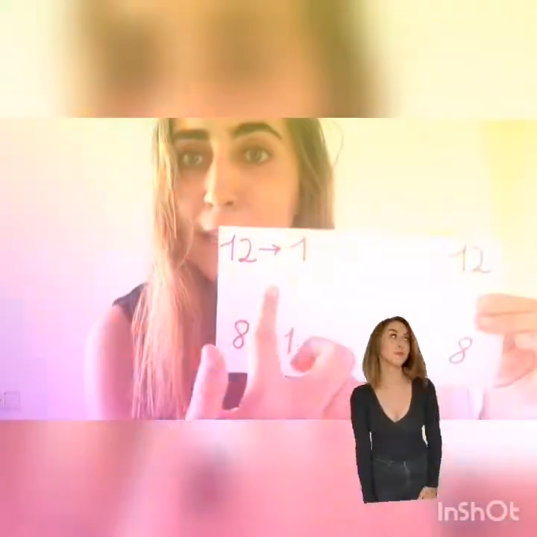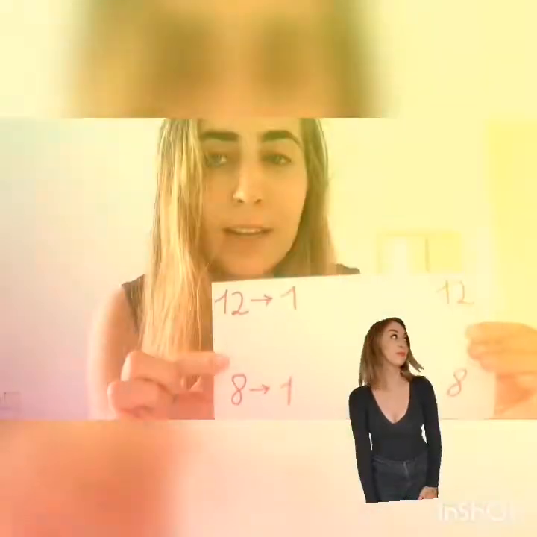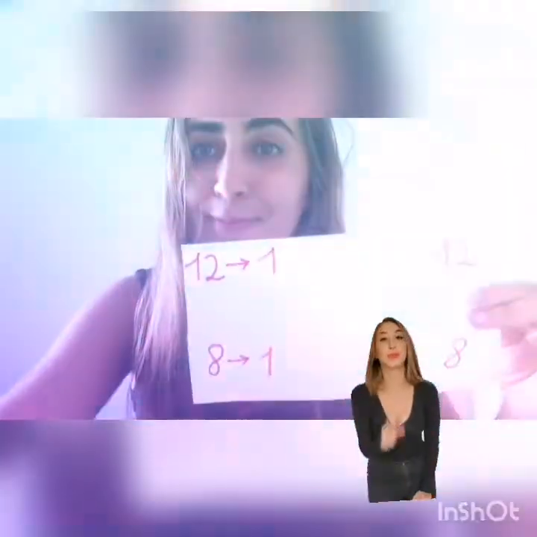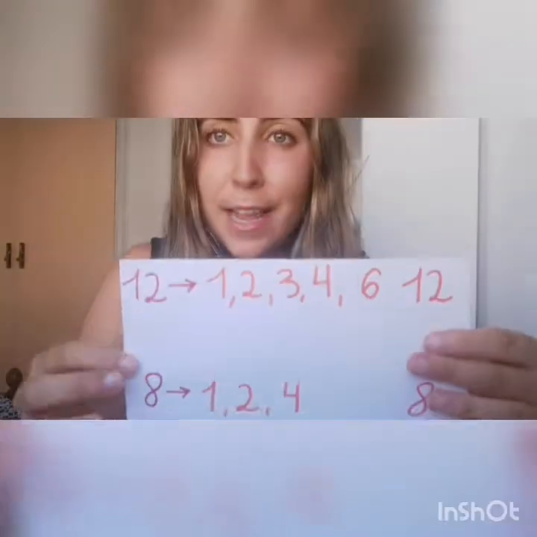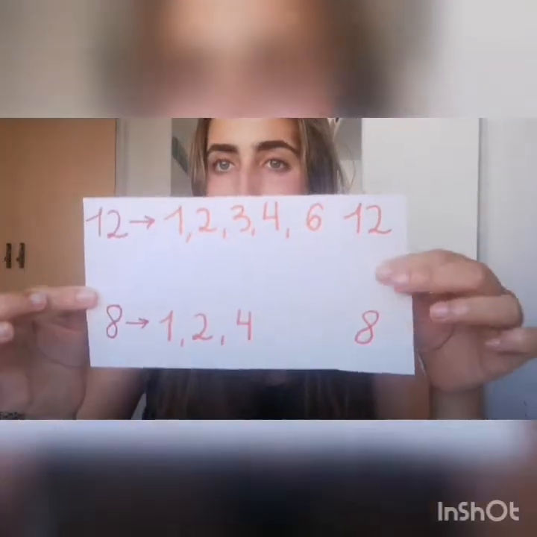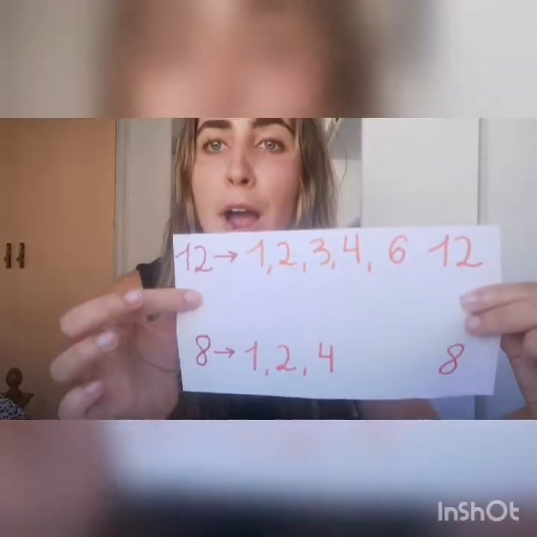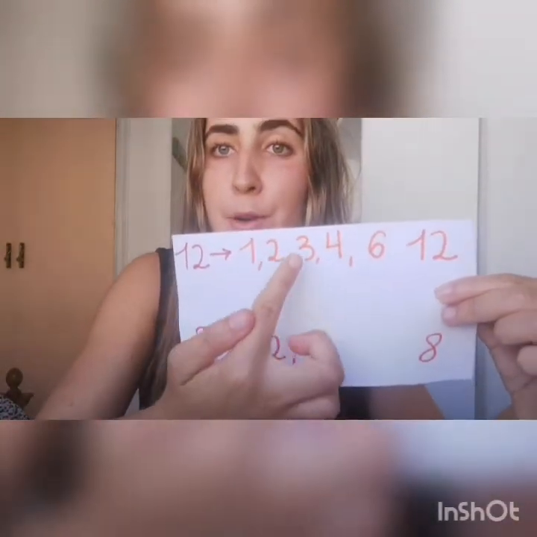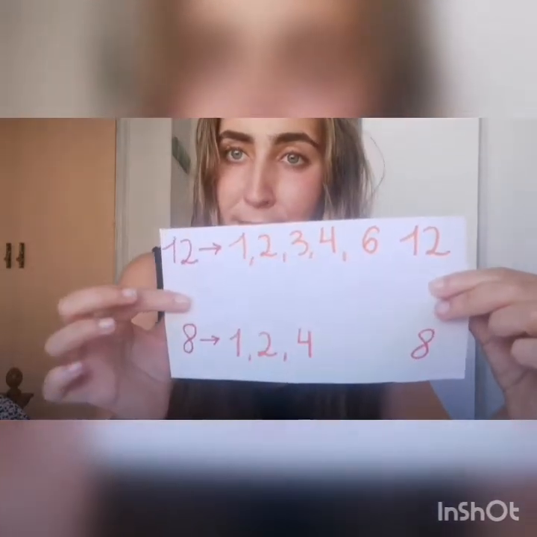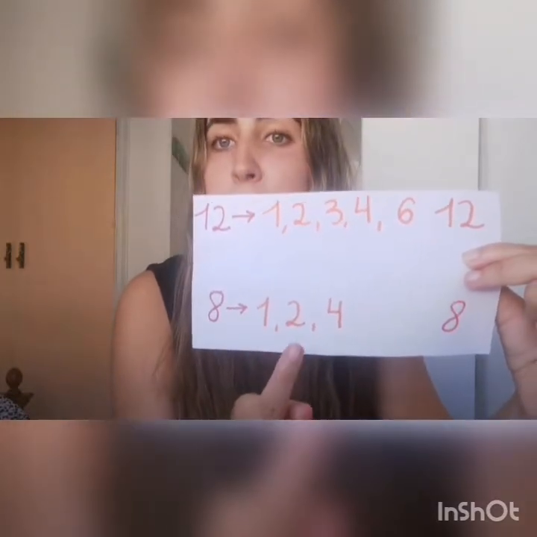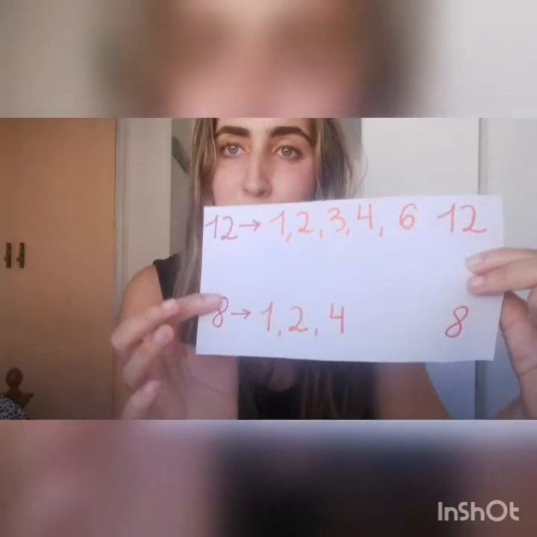So, when listing the divisors of a number, a trick is to put number 1 and the number itself, like this. Wow! That's an excellent trick. So, once we have put number 1 and the number itself, now we have to list all the divisors. In this case, the divisors of number 12 are 1, 2, 3, 4, and 6. Okay, and for number 8, we have 1, 2, 4, and 8.